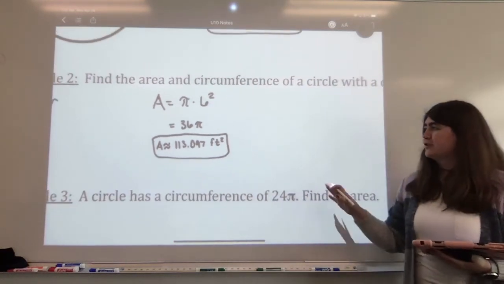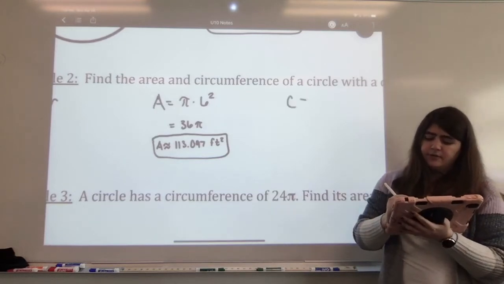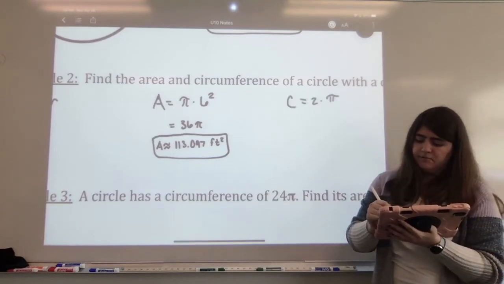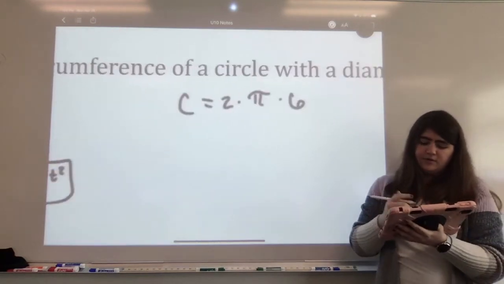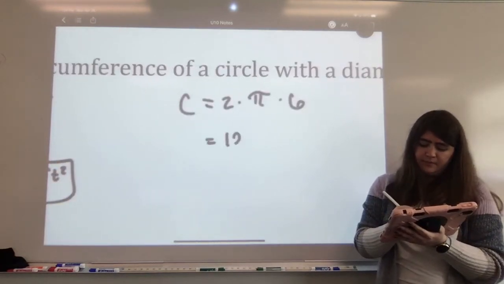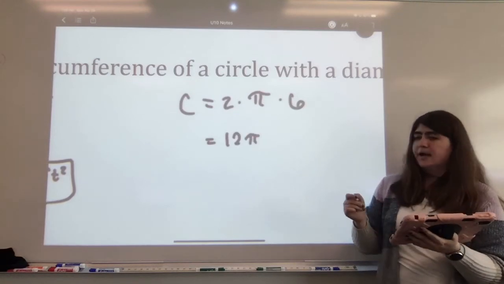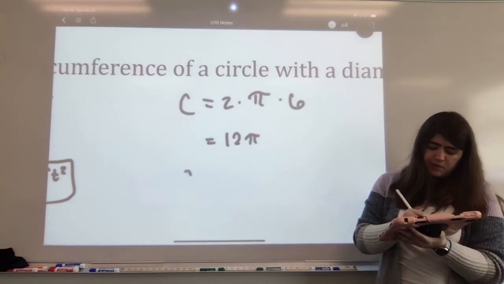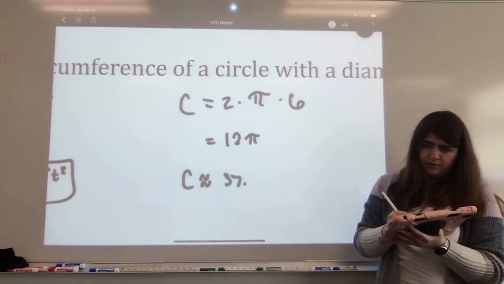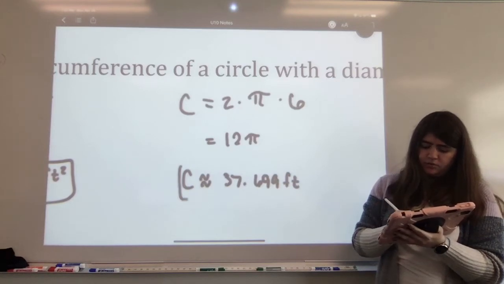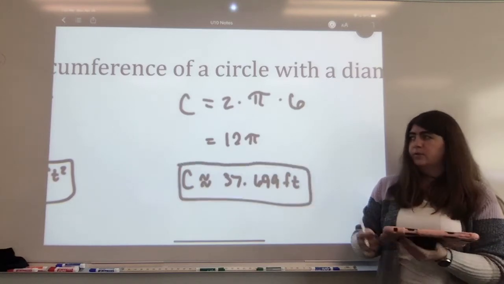Alright, now we have our circumference. So circumference is equal to 2 times pi times our radius, which is 6. 6 times 2 is 12, so this is really 12 pi. 12 pi typed into my calculator gives me that my circumference is approximately equal to 37.699 feet. And that one too will not round super nicely, so I'm giving you all 3 decimals.